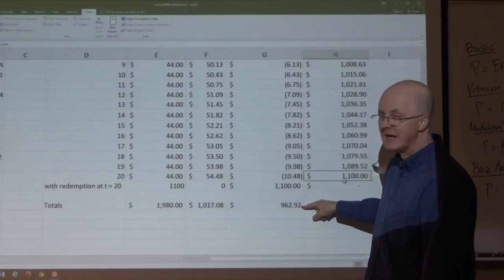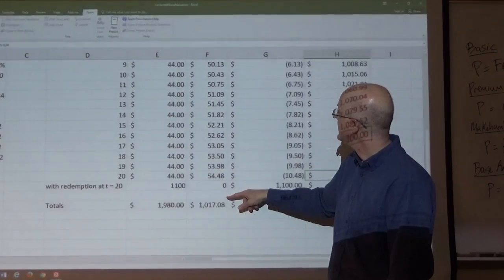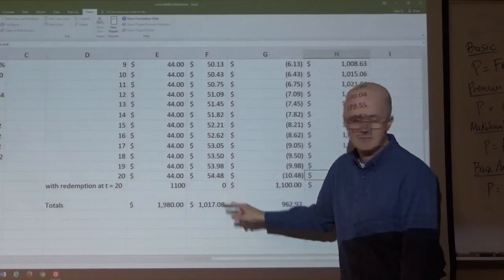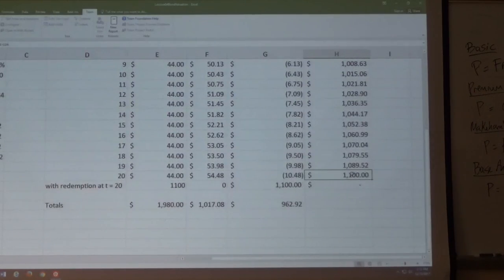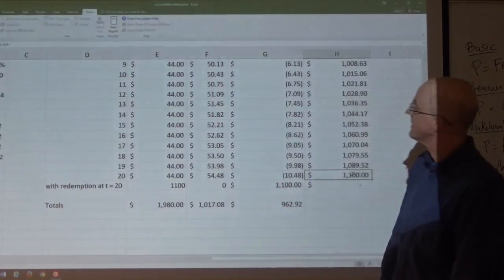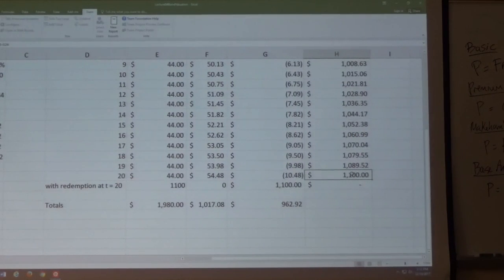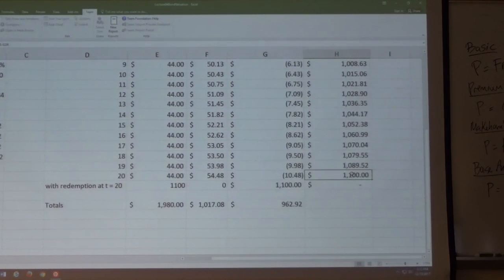The 962.92, that's the same as the price. Here was the interest column, right? That's the total interest. Add these two things, and you get the total amount of all the money that you received, which in this case was the same as the last one because the coupons were the same. I kept R constant there.